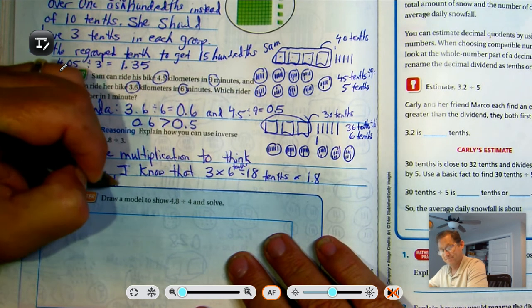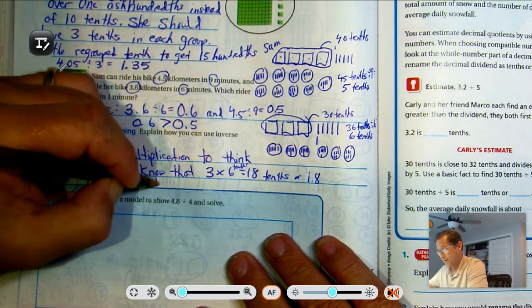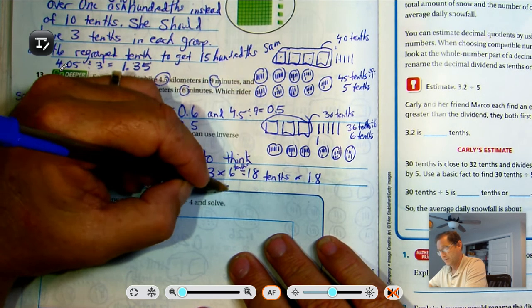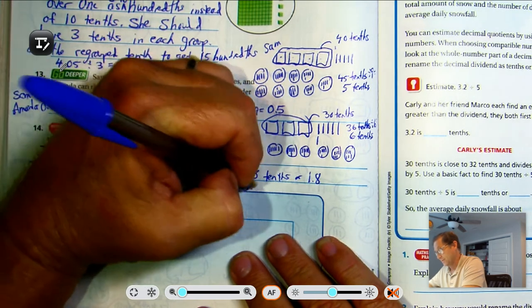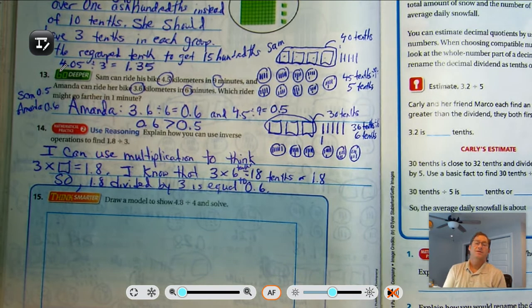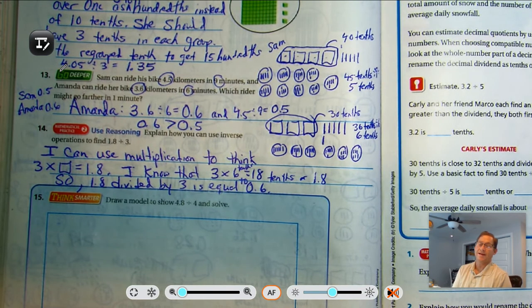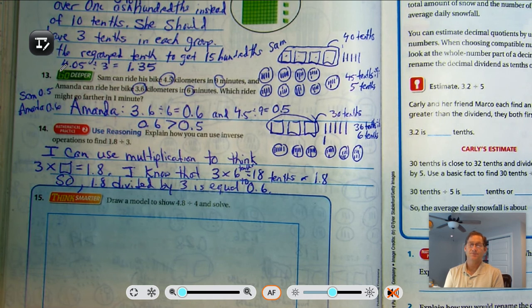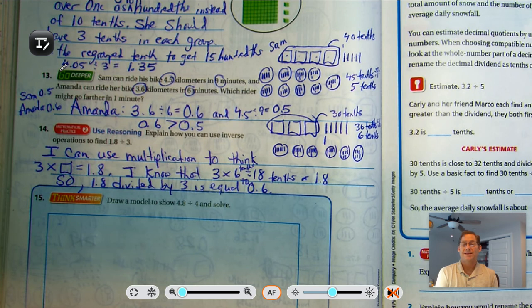So 1.8 divided by 3 is equal to 6 tenths. So 3 times what is 1 and 8 tenths? We can think of 1 and 8 tenths as 18 tenths. Okay. So 3 times what equals 18 tenths? 6 tenths.